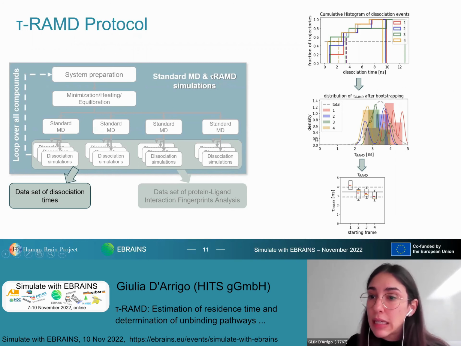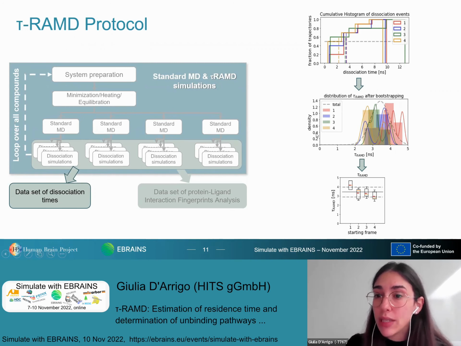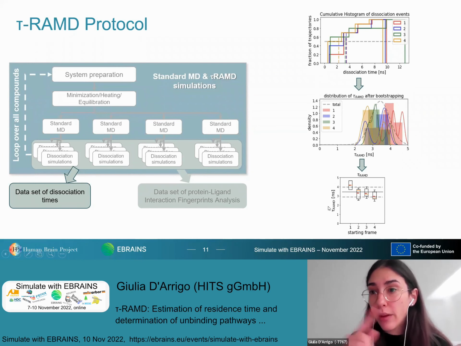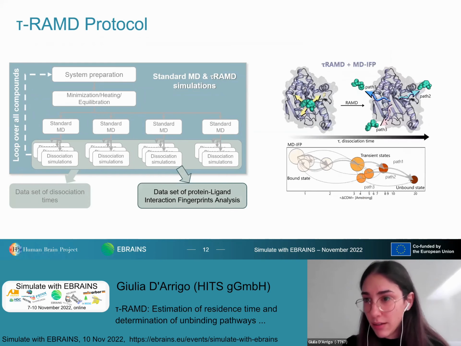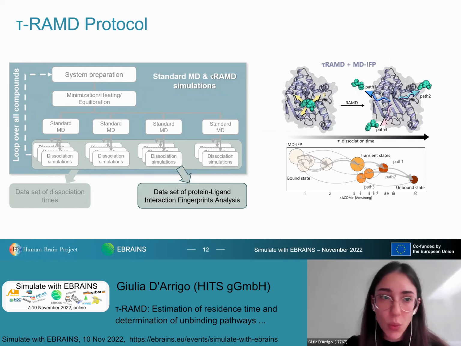In the second plot, you can see the distribution of the residence time for each replica. And from this, we can detect the mean value with the standard deviation, as well as the overall mean for all the replicas, which will in the end correspond to our residence time. And we're going to do this in the hands-on session. Of course, the second type of analysis is the fingerprint analysis and clustering, which will help us detect what are the pathways that our molecule is taking.